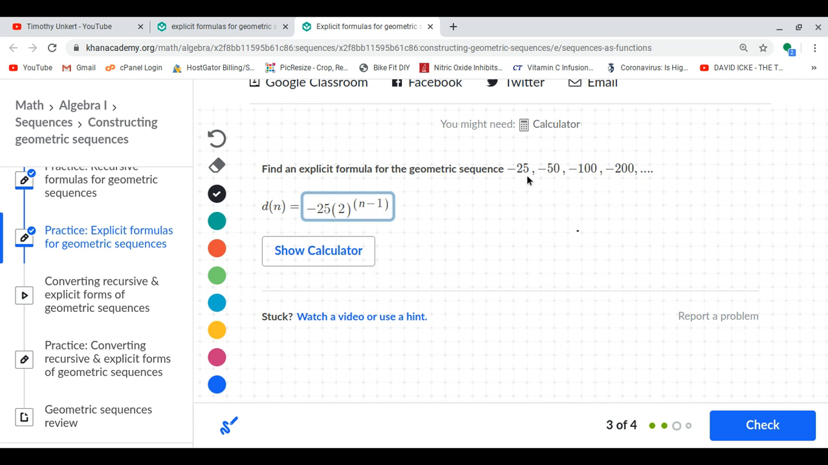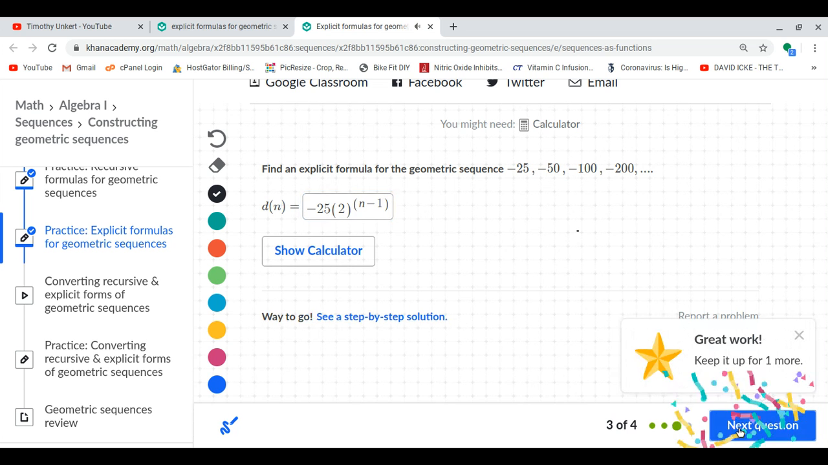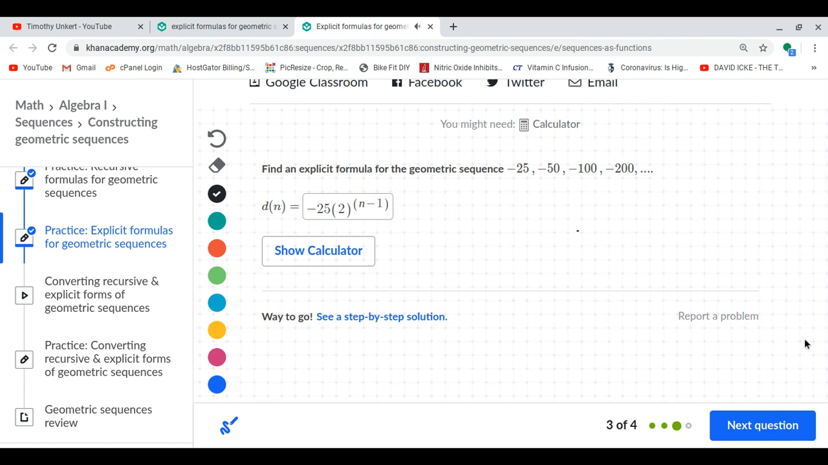So I only multiplied the first term by 2 once to get the second term. I only multiplied the first term by 2 twice to get the third term. And I only multiplied the first term by 2 3 times to get the fourth term. So that's where that n minus 1 comes from. We're going to check our work, hoping for energy points, and we got them. It's a good day. And we'll go to the last one.